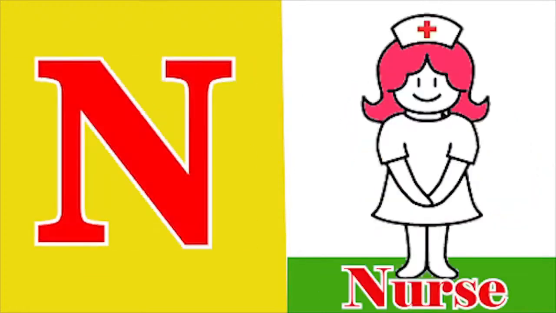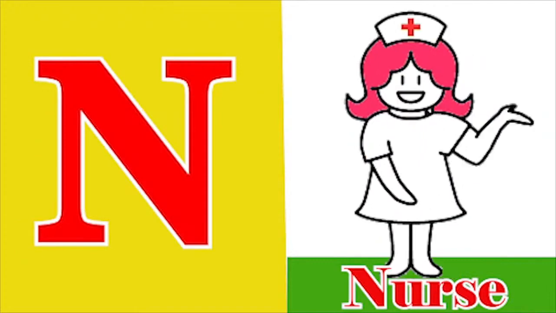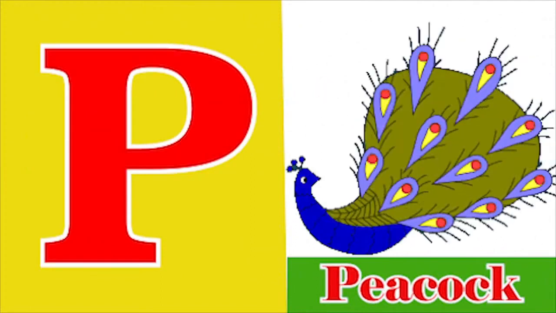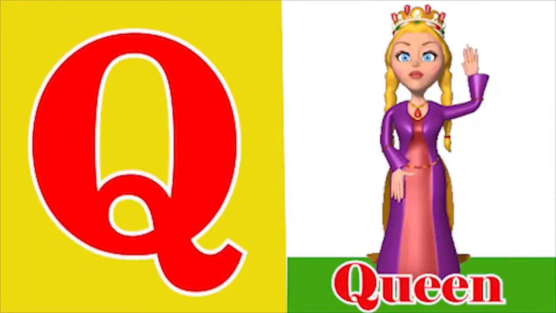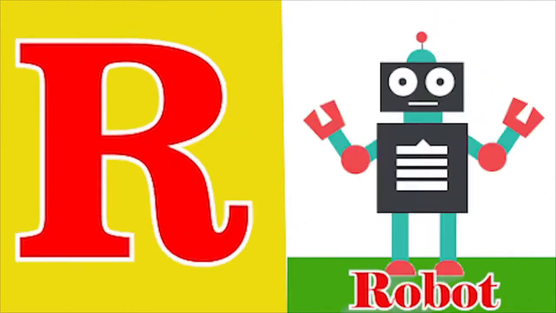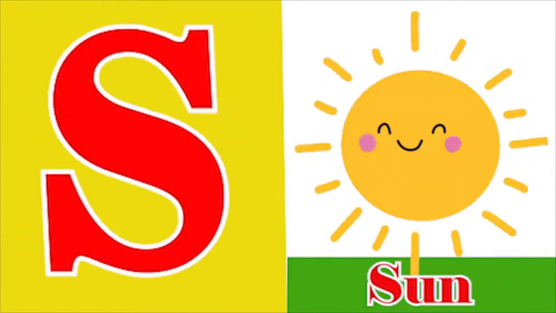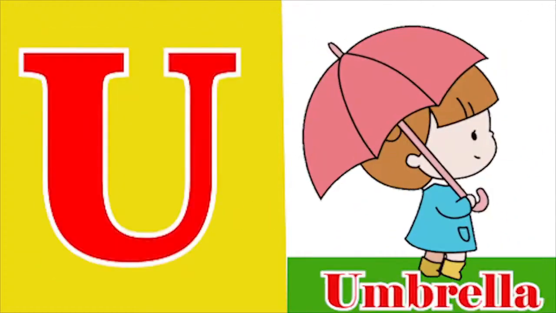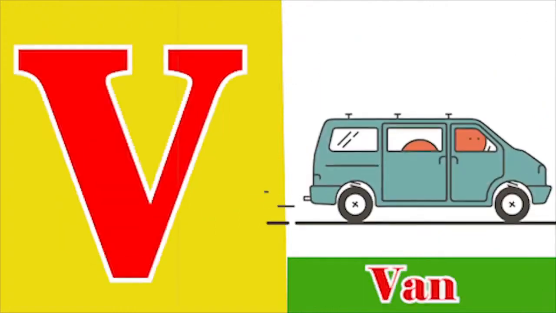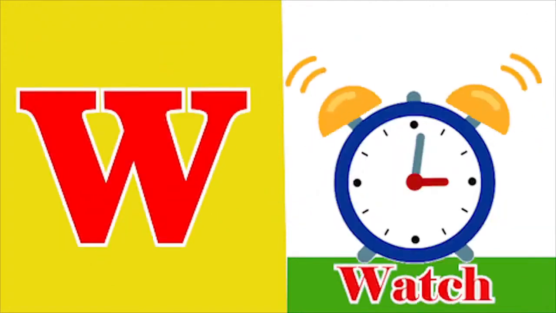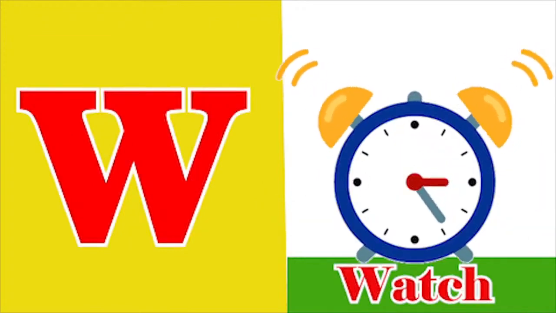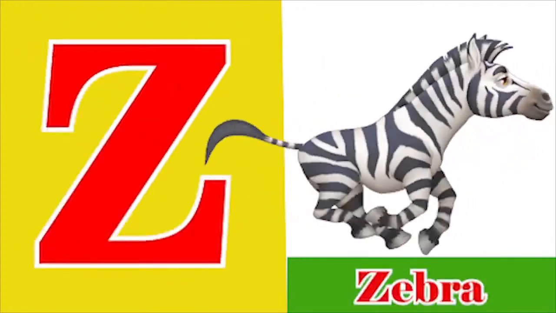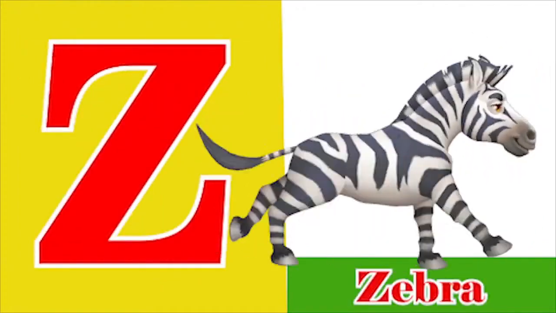Monkey, N for nurse, O for orange, B for peacock, Q for queen, R for robot, S for sun, T for telephone, U for umbrella, V for van, W for watch, X for xylophone, Y for yak, Z for zebra.